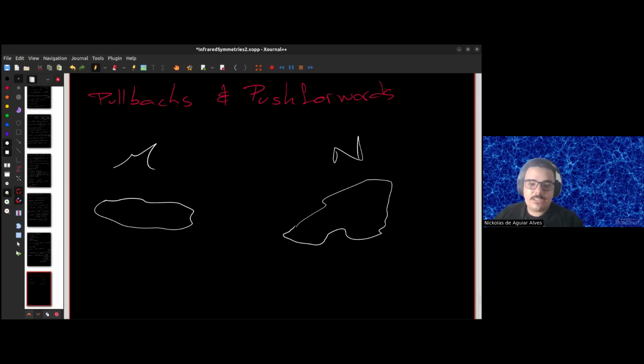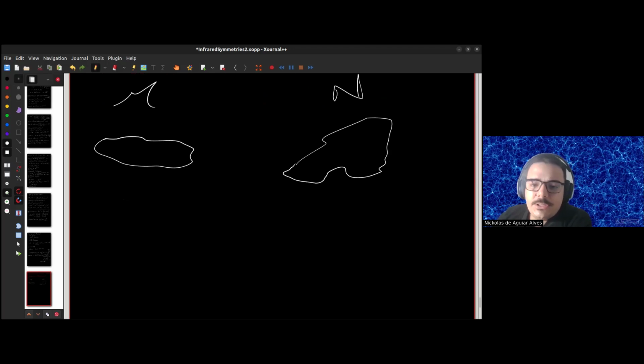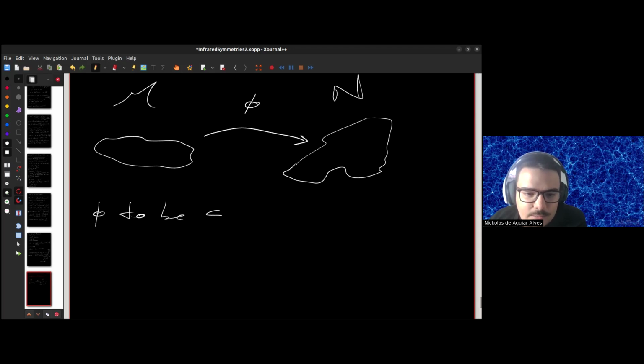So we have these two manifolds here. And I'm going to consider, for starters, that we have a map between them. So I have a function phi that eats points in M and spits out points in N. So I'm going to have a function like this. I'm going to assume phi to be smooth. So every function we do in here is going to be smooth, unless it isn't.